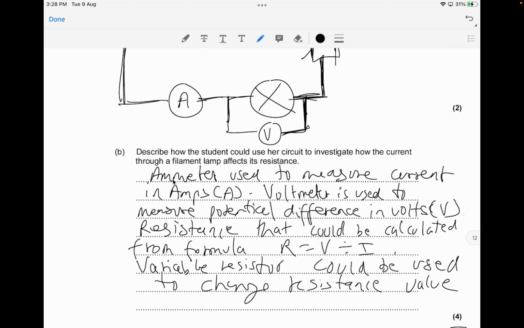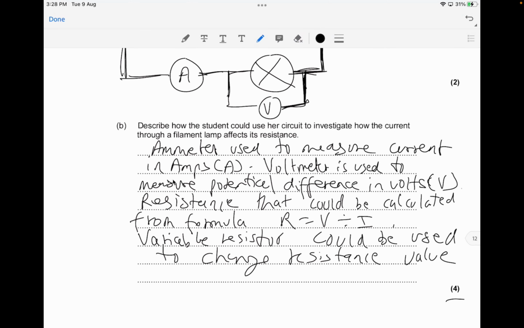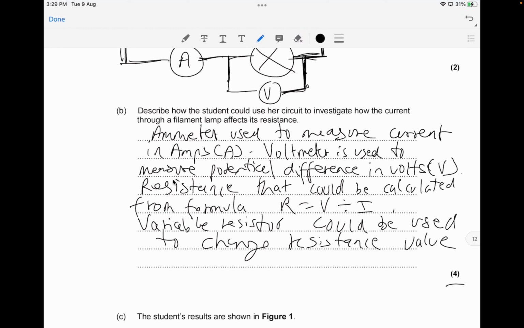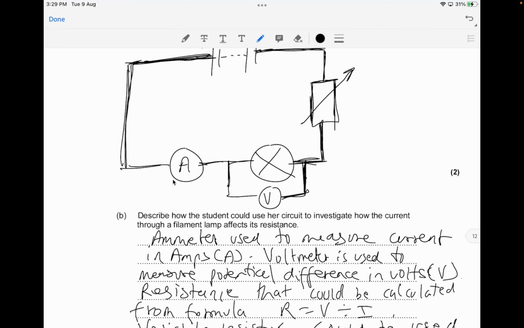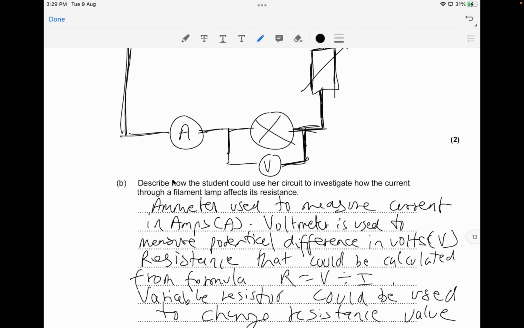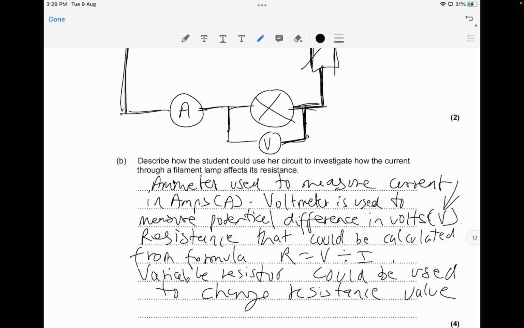Now they've asked us to describe how the student could use her circuit to investigate how the current through the filament lamp affects its resistance. I've written down the answer already in order to save time. We know that the ammeter is used to measure the current in amps. The voltmeter is used to measure the potential difference in volts. And the resistance could be calculated from the formula R equals V divided by I.